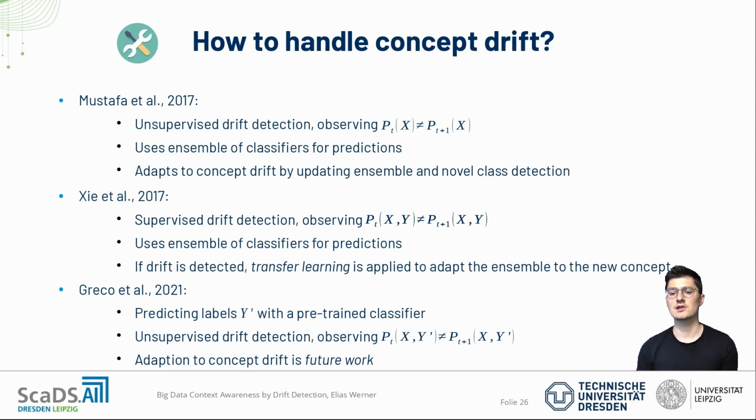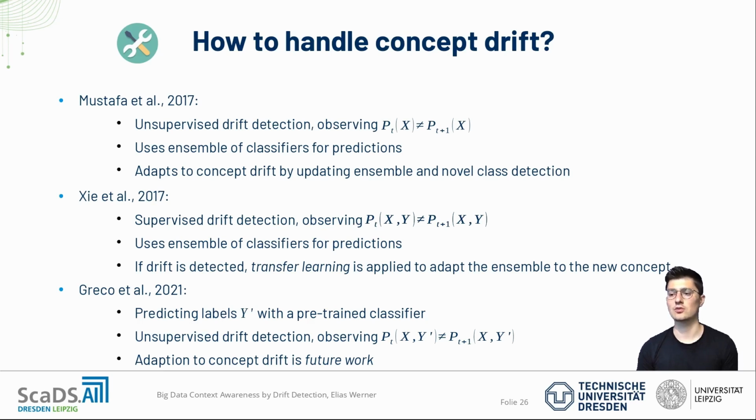In the same year, Xi et al. introduced a method relying on a supervised drift detection. They are also using an ensemble of classifiers for the predictions. If a drift is detected, they apply transfer learning techniques to adapt the ensemble to the new concept.